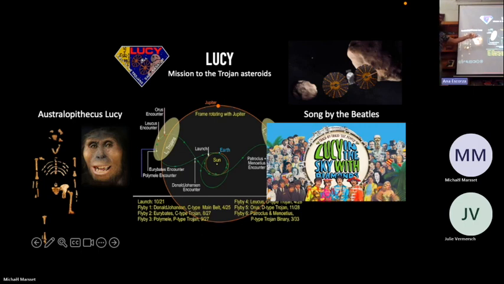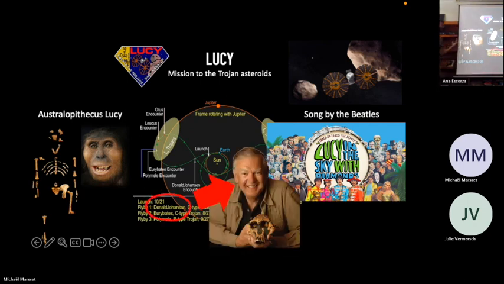I think they were listening to Lucy in the Sky with Diamonds by the Beatles when they discovered the fossil, right? And this explains the diamond shape of the emblem of the mission. The first asteroid that will be encountered by the Lucy spacecraft will actually be a main belt object, which happens to be on the way, and it's called Donald Johanson. Donald Johanson is the person who discovered the Lucy fossil.